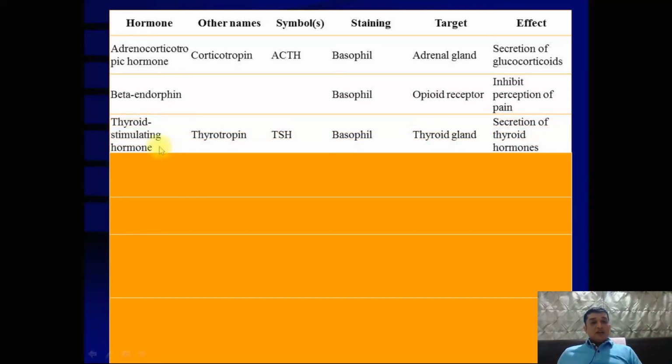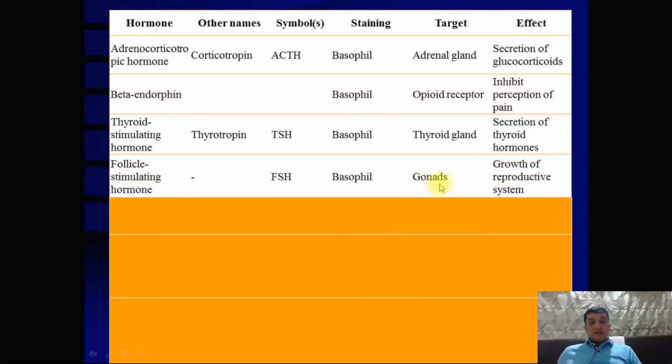Third one is the thyrotrophin or thyroid stimulating hormone. Again, they are basophilic in nature. Target gland, as you can see, is the thyroid gland. But remember, they stimulate the secretion of T3 and T4 only. Calcitonin is not under the influence of TSH. Calcitonin release is under control of the level of calcium in the blood. So it's a chemical signaling by which calcitonin is regulated, right? But T3 and T4 are under the influence of TSH.